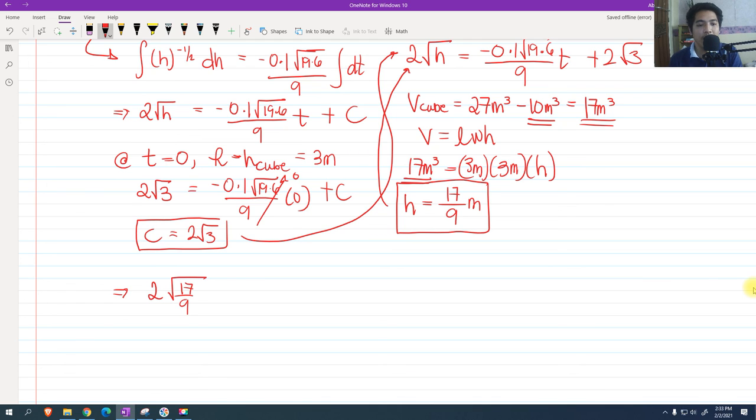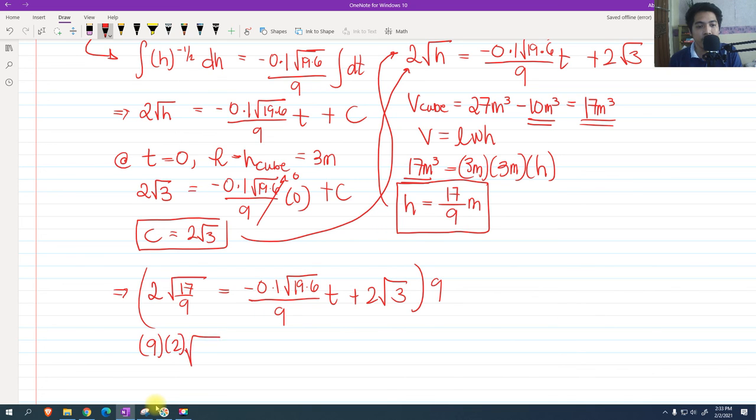And that is equal to negative 0.1 square root of 19.6 all over 9t plus 2 square root of 3. And then what I'm going to do is multiply 9 on both sides of the equation so that this 9 would be cancelled. So that would be 9 times 2 square root of 17 all over 9, and I have here negative 0.1 square root of 19.6t plus this would also be multiplied by 9, square root of 3.